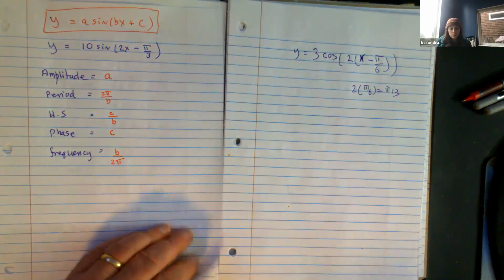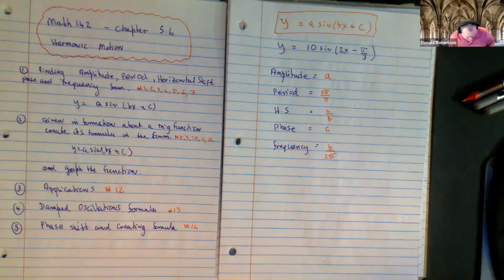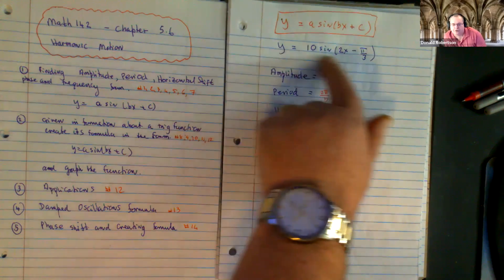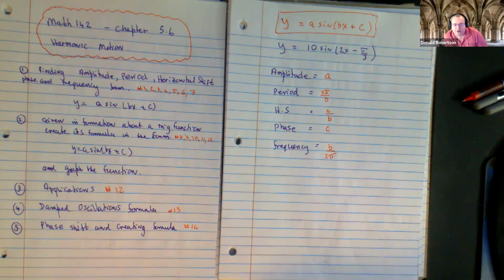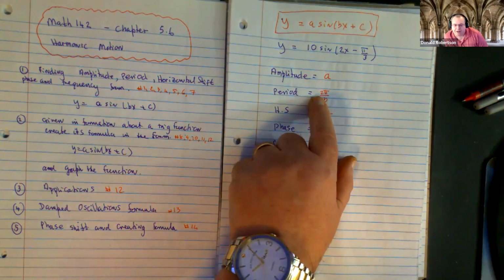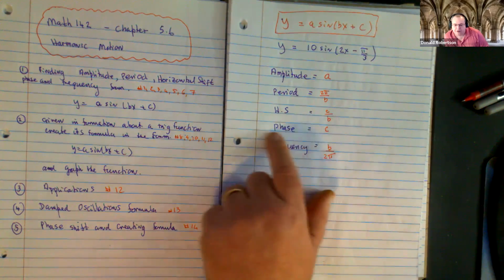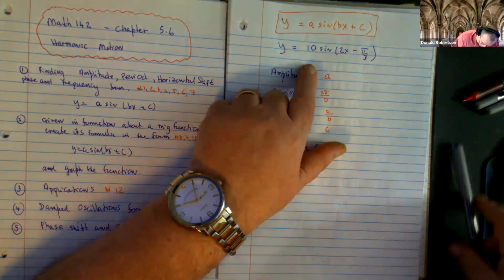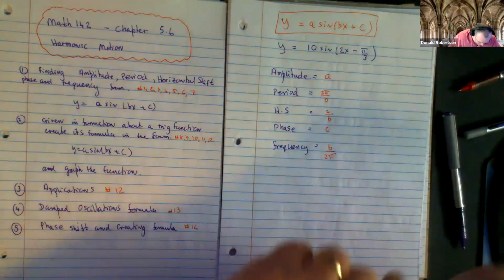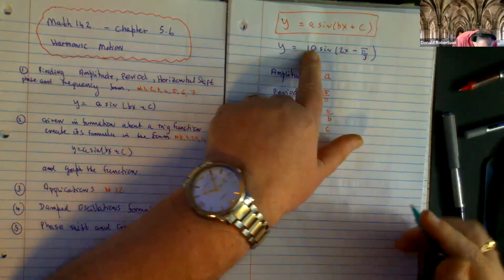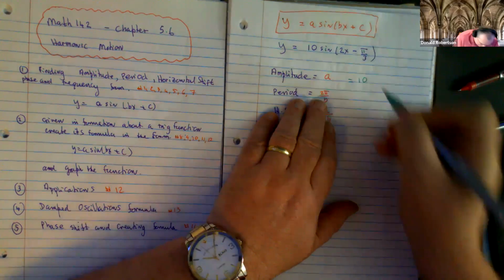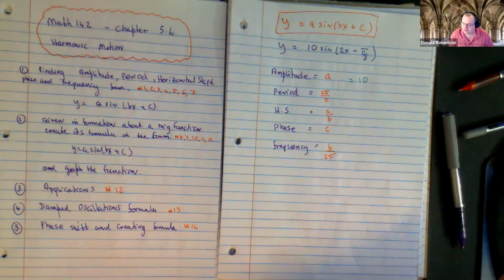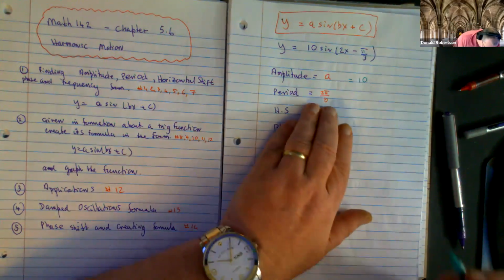Okay. Thank you. Okay, so here's a question. Here is a pretty standard sine or cosine function. They're the only 2 you're going to do this with. And we've got amplitude, we've got the period, we've got horizontal shift, we have the phase, and we have the frequency. So in this question here, A is 10, so the amplitude is 10. And remember, isn't the amplitude always positive? So it doesn't matter if it's negative 10 sine x or plus 10 sine x. The amplitude's 10 in both cases.